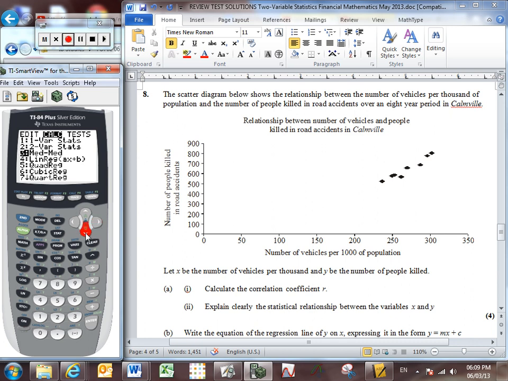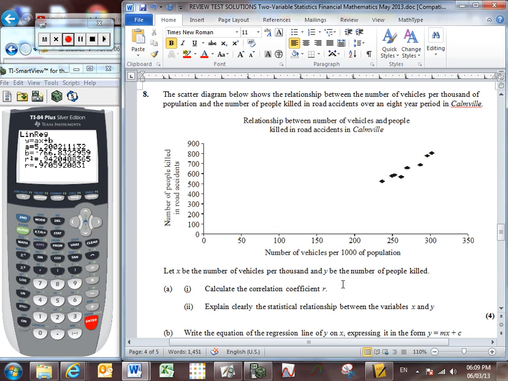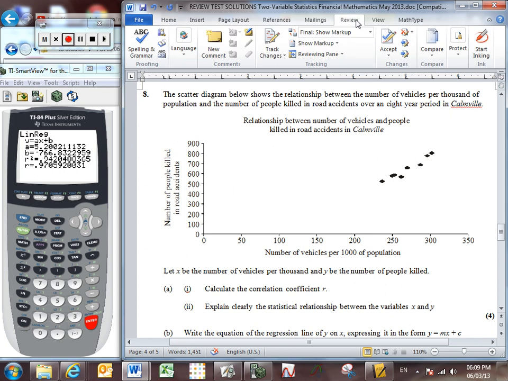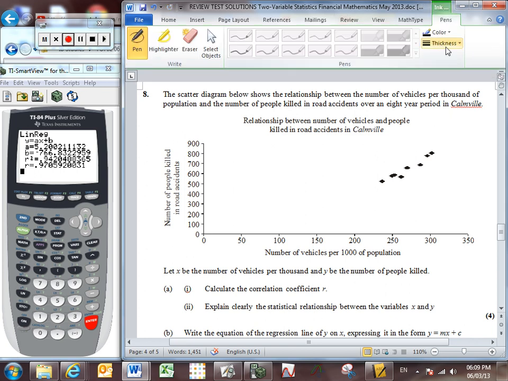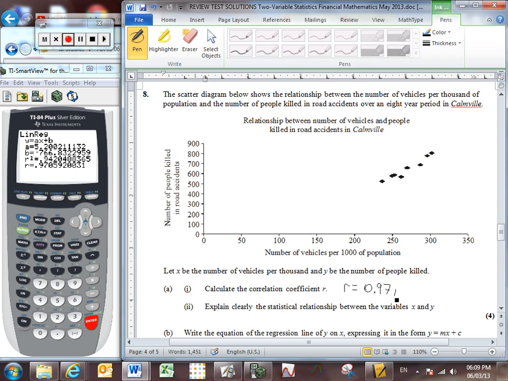Okay, so once we've got that in, we'll quit and we'll say stat, and we'll calculate linreg, because not only will it give us the line of regression, it will also give us the R value of 0.971 if I'm going to round to 3 significant figures. So R equals 0.971.